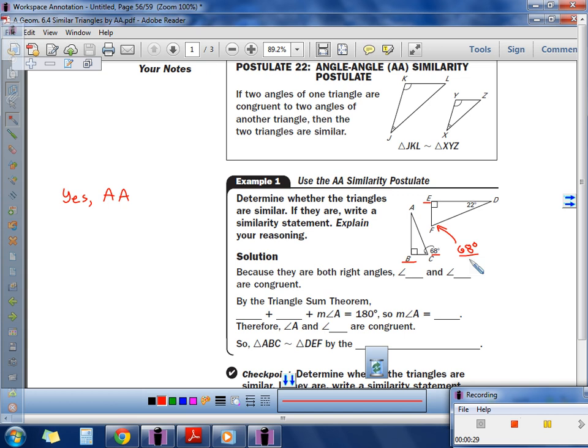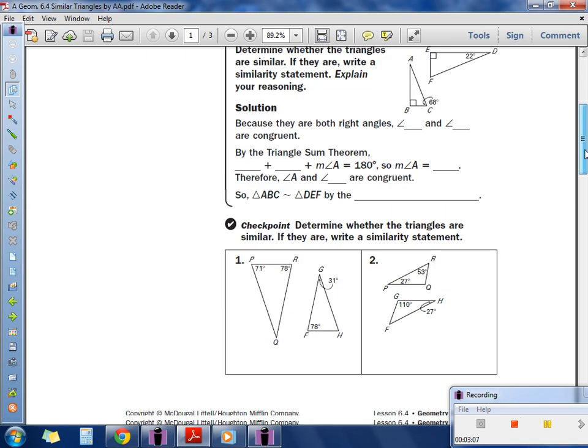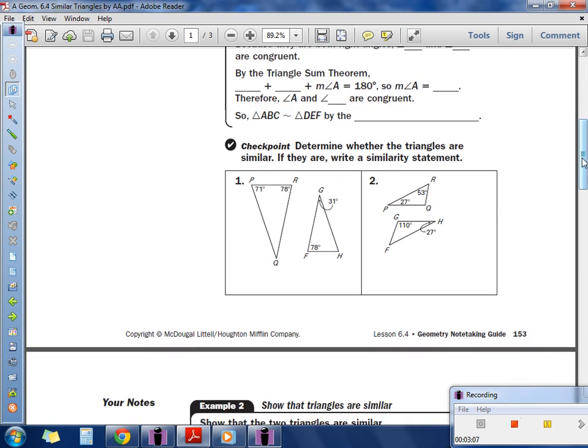And then we need a similarity statement. So that looks like triangle something is similar to triangle something. All right, if you pick ABC, make sure it corresponds. DEF. That's a good similarity statement right there. ABC is similar to triangle DEF. What I want you to do now is go down and try the checkpoint below. Here's the checkpoint. Look at the pictures, read the directions, and go.